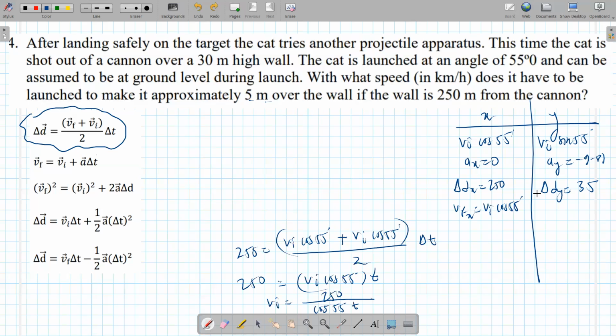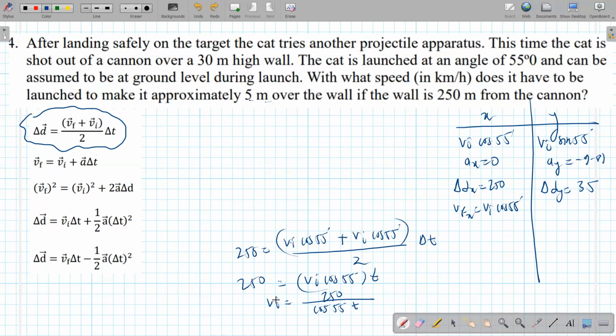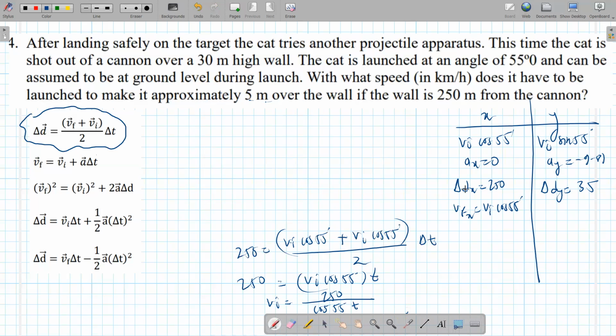Wait. Okay, now I'm a bit confused. I understand how you got 250 over, whatever. But why do you want to use the y now? Because I have two unknowns in the same equation. So I need another equation with the same two variables to cancel one of them out to get to the answer. And I already used all the information I had for the x.